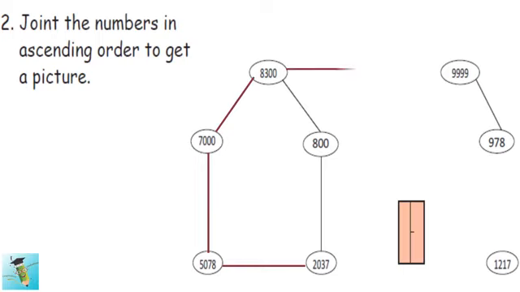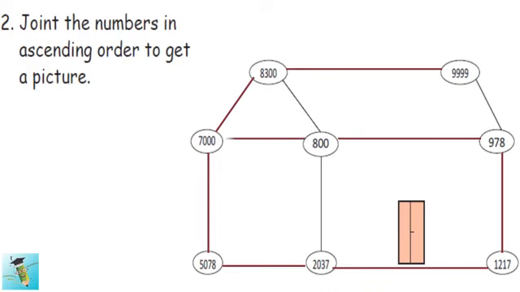Then 8,300 to 9,999 and 9,999 to 978 is connected. So from here I start and go to here. Then as it is from here to here. Now second step is over. In between two steps are there, isn't it? Two lines we have to add. So I connected 800 to 978 and 800 to 7,000. Just watch it. Fine. Now you can color it.